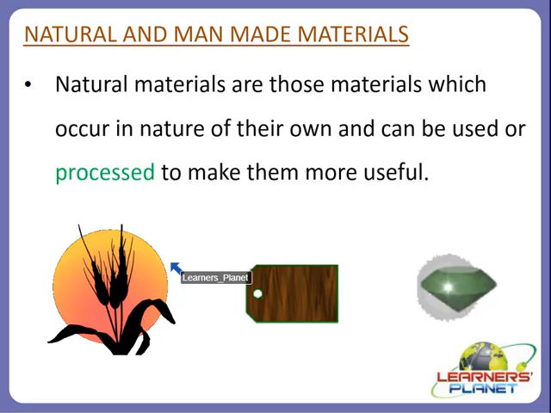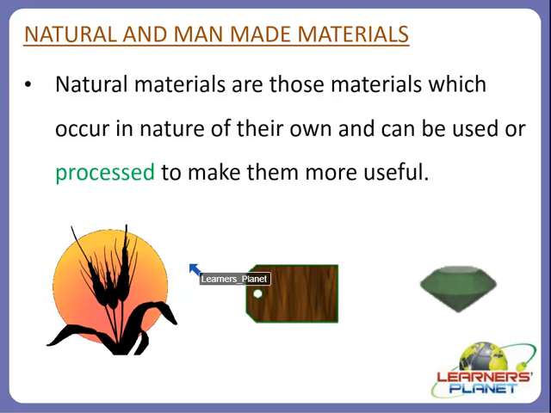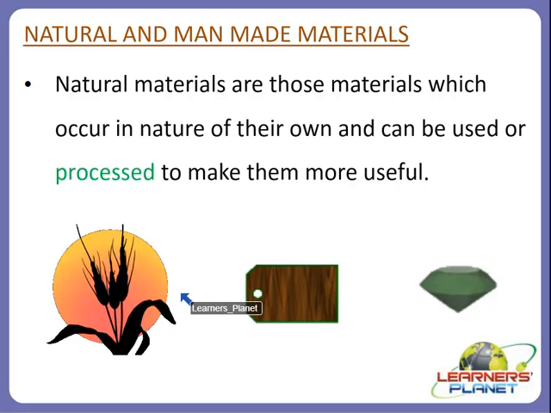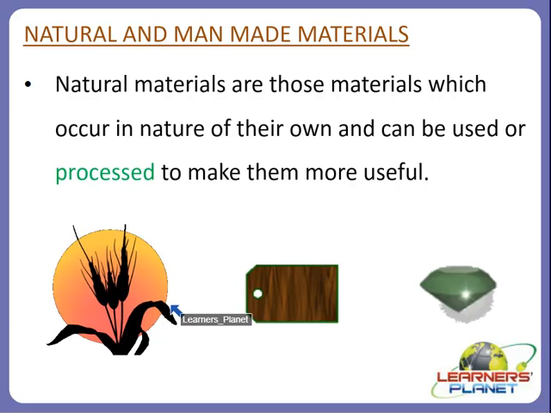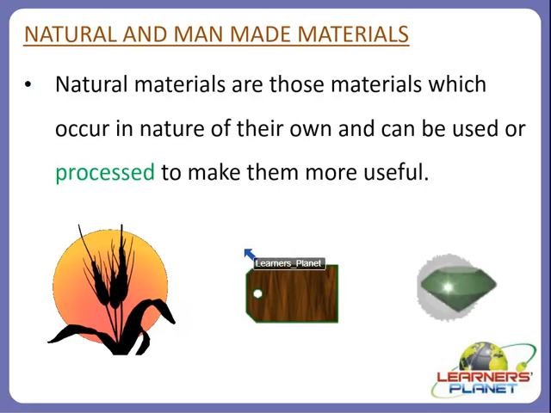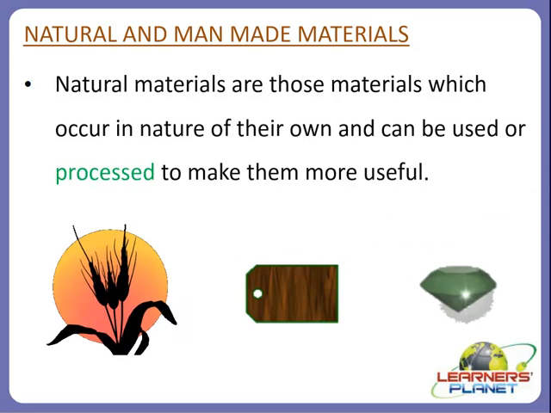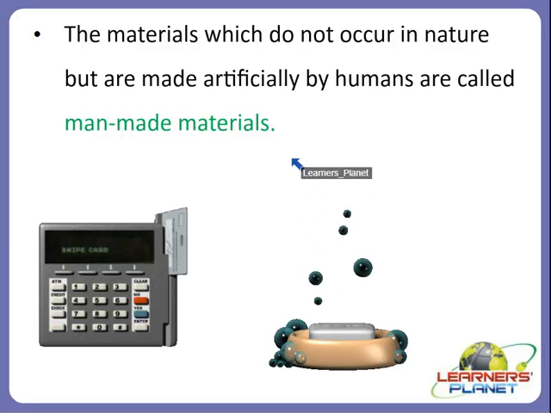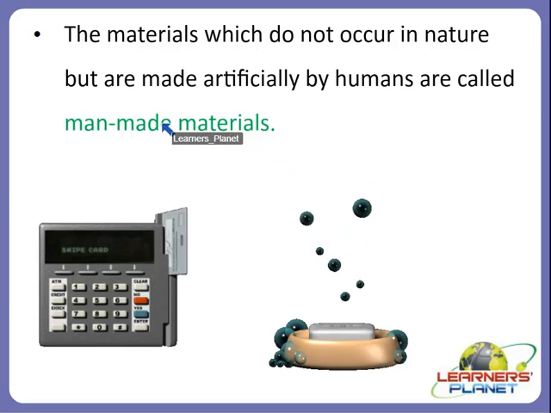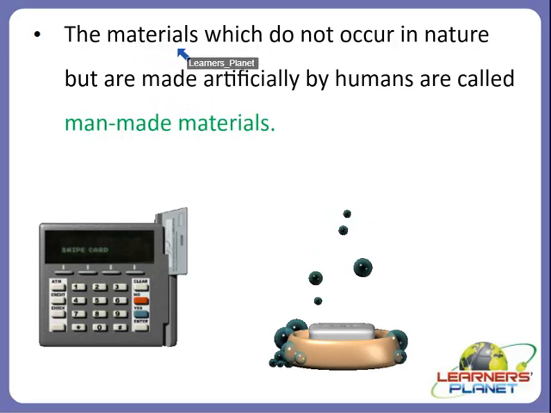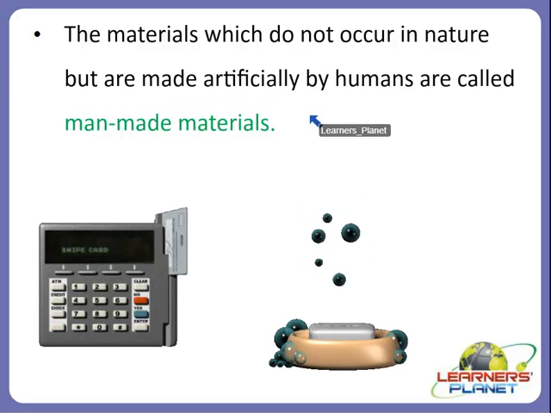All these are materials which occur in nature on their own, and they can be used or processed to make them more useful for us. Like cereals or oats, they are obtained from the crops naturally. We do not have to make them. In the same way, there are other materials, like man-made materials. So what are man-made materials, students? The materials which do not occur in nature but are made artificially by humans are called man-made materials.